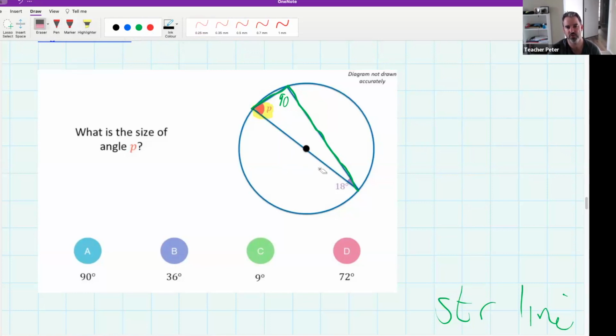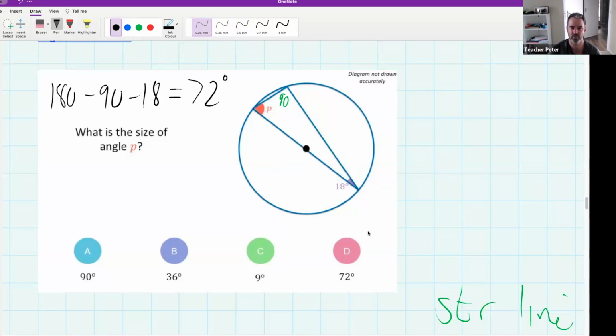But what I do also know is there's an 18 hiding down here. So what is the size of angle P? Well, I go 180 minus 90 minus 18, and I'm going to get 72 degrees, which is D. So another new fact that you need to know about circles is that a diameter makes an angle at the circumference which is 90. And we're going to carry on with that after the break.